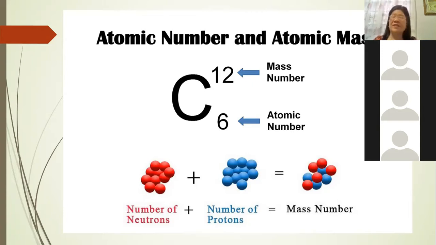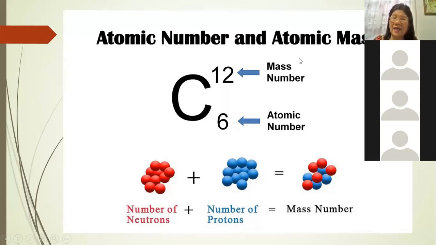I repeat, the atomic number is equal to the number of electrons and the number of protons. If carbon has an atomic number of 6, what will be its number of protons? Of course, it's still 6. Number of electrons, it's still 6. Then, how are we going to compute the number of neutrons? That is the atomic mass.